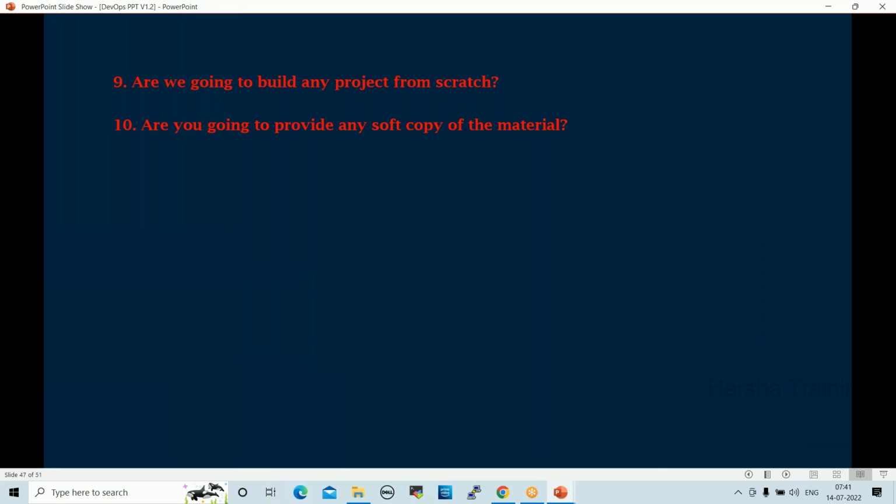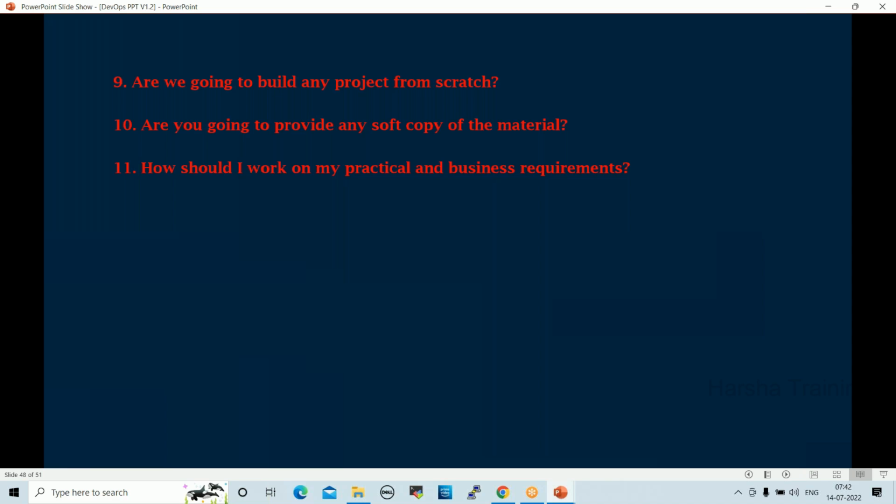Next question: are you going to provide any soft copy of the material? Yes. For every concept, every topic, I provide you soft copy material. For example, once we complete the Git concept, I provide you the Git document. Like that, for every concept I provide you soft copy.